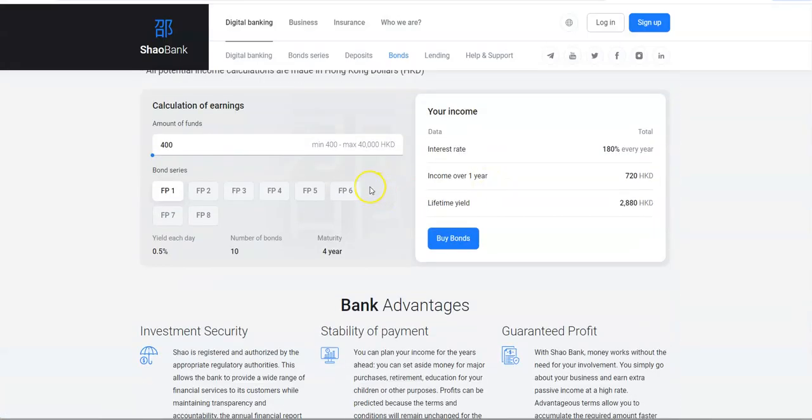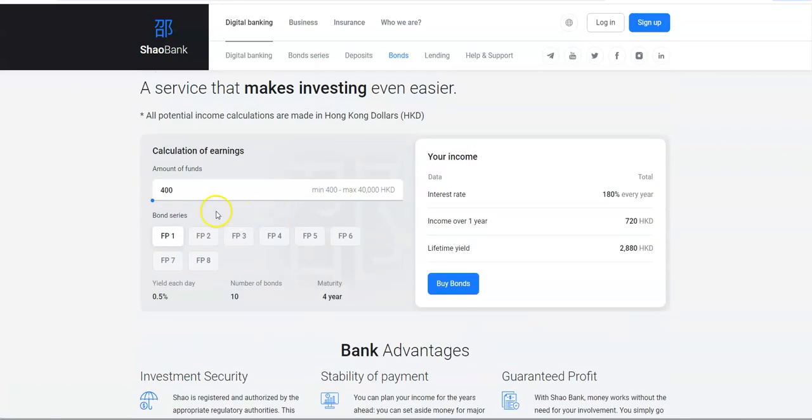Alright, so, see here, if we're looking at 0.5% a day, the smallest one here, 400 Hong Kong dollars is not a lot, alright? It's really not a lot to begin with. I mean, 400 Hong Kong dollars, let's see here, I'll do a quick calculation. Amounts to 52 bucks. So that gives you an idea of the minimum to get into anything here.